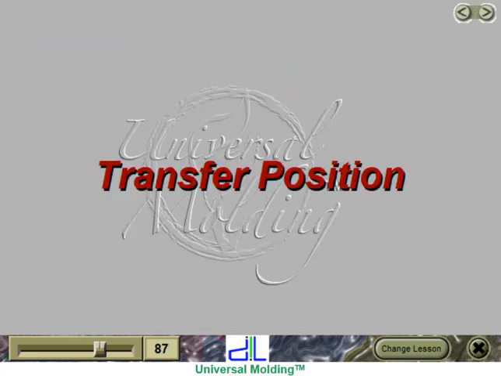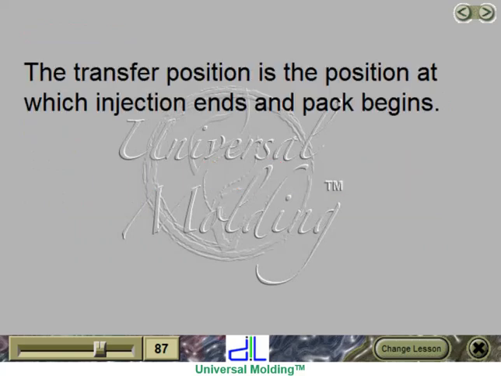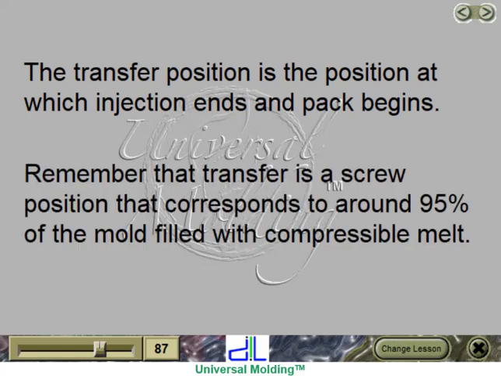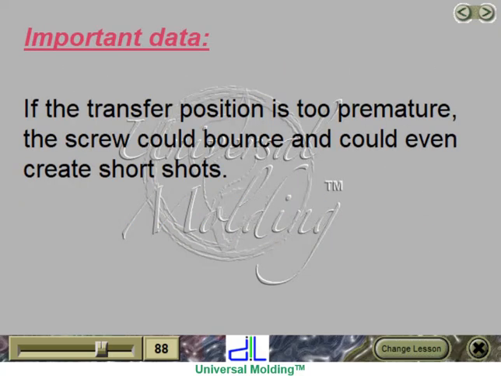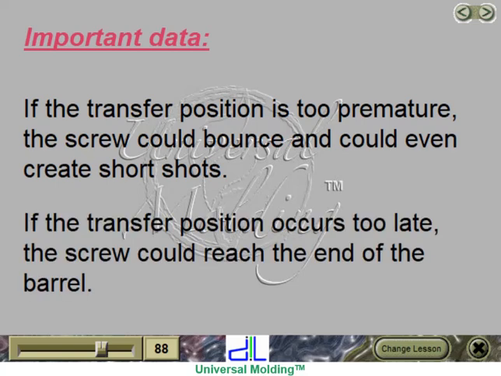Transfer position. The transfer position is the position at which injection ends and pack begins. Remember that transfer is a screw position that corresponds to around 95% of the mold filled with compressible melt. Important data. If the transfer position is too premature, the screw could bounce and could even create short shots. If the transfer position occurs too late, the screw could reach the end of the barrel.